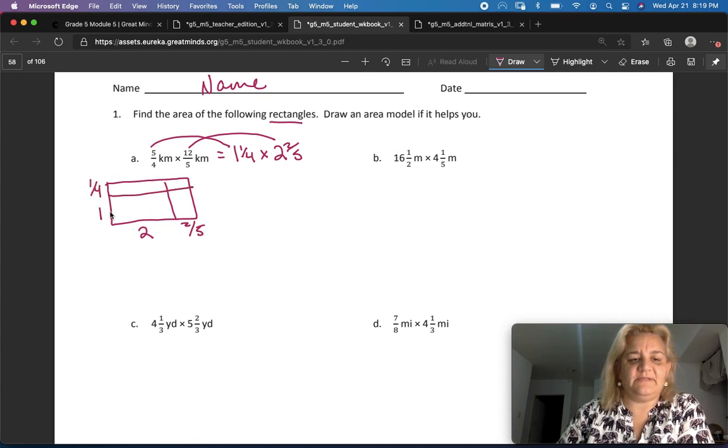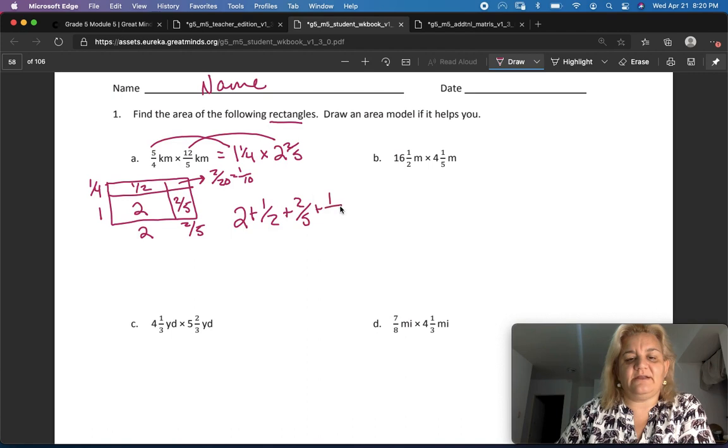So now I can just multiply. 1 times 2 is 2. 1/4 times 2 is 1/2. 1 times 2 fifths is 2 fifths. And 1/4 times 2 fifths is 2 20ths, okay? Or we can make that 1/10 if we want to simplify it right away. Now in order to find out the area, we're just going to add those together. 2 plus 1/2 plus 2 fifths plus, and I already simplified that one to 1/10.